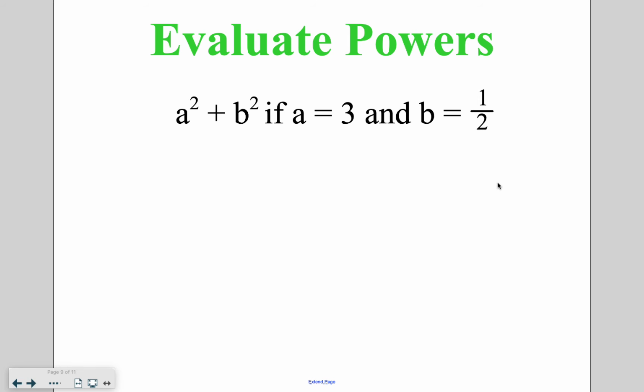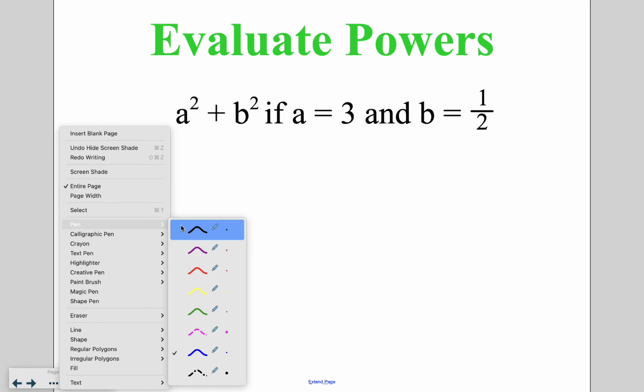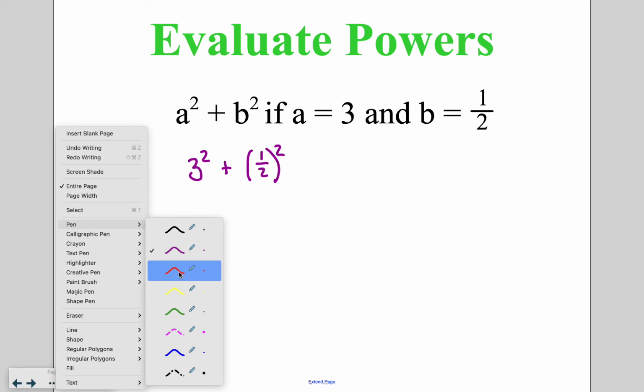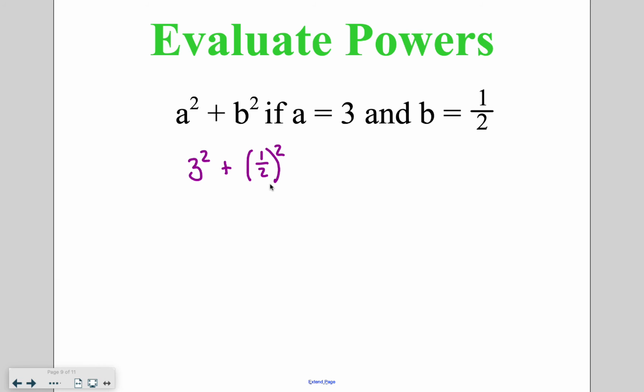You can also evaluate if there are variables and they tell you what the variable stands for. So our first step here would be to plug in the information that we know. So instead of saying a squared, I'm going to take the value for a and I'm going to say 3 squared plus, and then I'm going to take the value for b, which is 1/2 squared. Now, when you have a fraction, both pieces of your fraction are going to get squared.